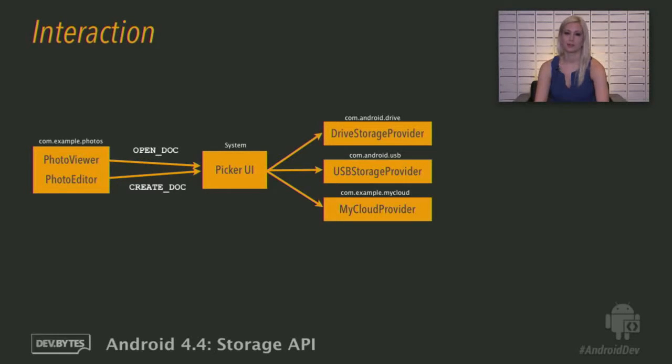Here's a quick picture of the flow. As you can see, providers and clients don't interact directly, just as before. A client requests permission to interact with files: read, edit, create, etc. The system picker goes to each registered provider and shows the user the matching content roots.